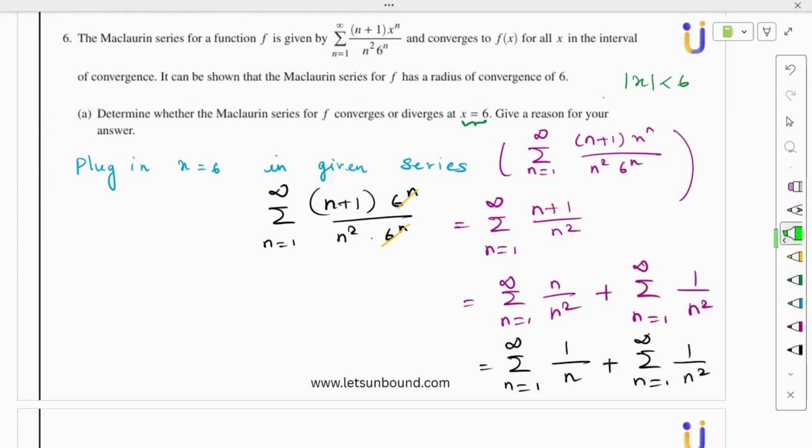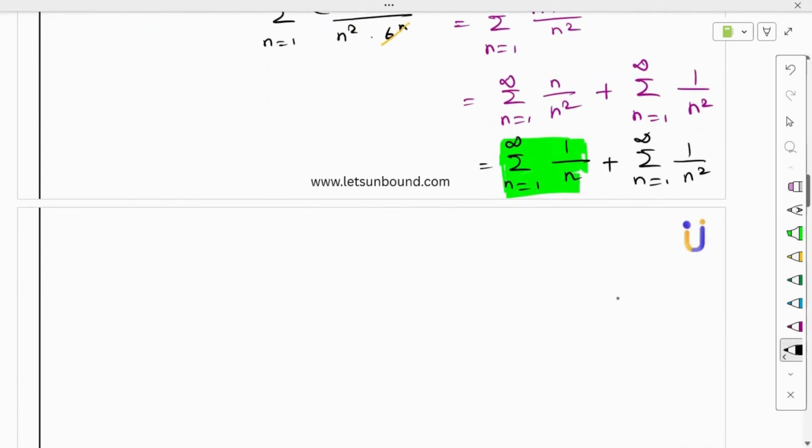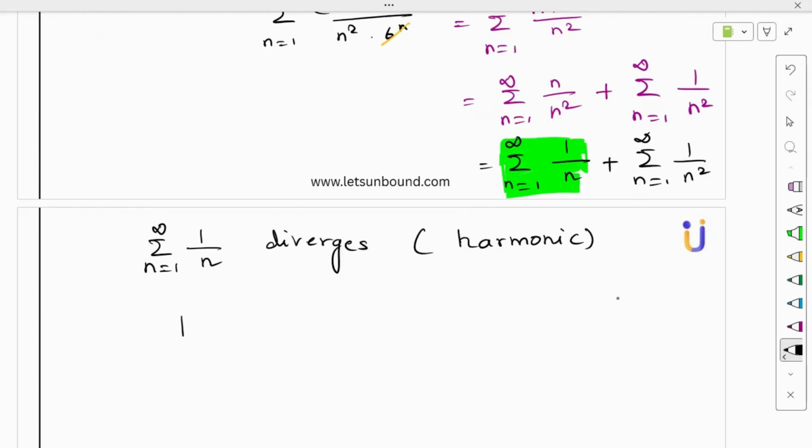We can see a very familiar series here, which is the harmonic series. We know very well the harmonic series diverges. So you don't even want to think about the next. The next is actually a p-series, right? But still, it is a sum of two series, and I know very well sigma n is 1 to infinity 1 by n diverges because it's harmonic. Now, for a sum of two series, if one diverges, then the entire sum diverges. So hence the entire series diverges.